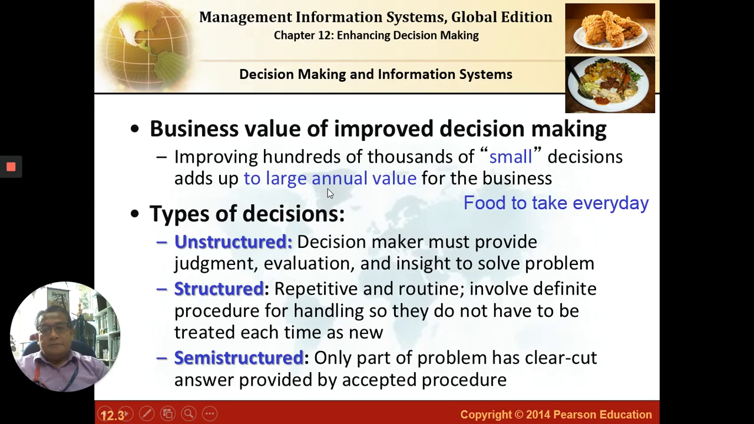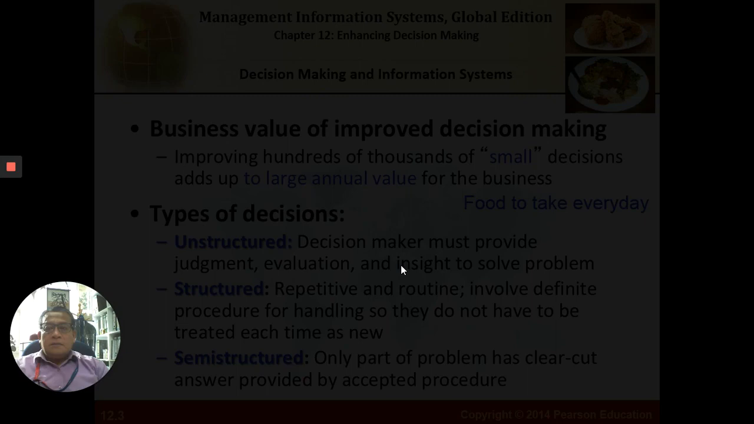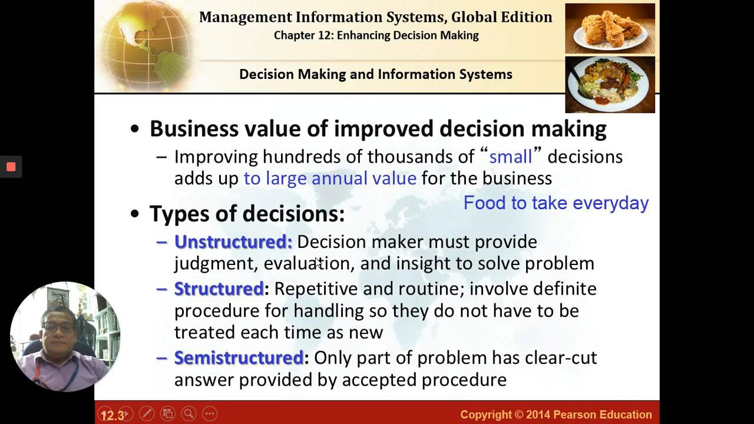So those are decisions. Decisions can typically be classified as unstructured, structured, or semi-structured. Those are the three typical classes of decision that we make every day. For example, an unstructured decision is perhaps deciding where you want to eat this lunchtime. A structured decision is perhaps what kind of clothing you would like to wear for Hari Raya, for example.